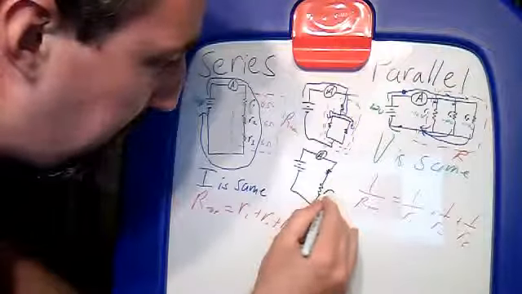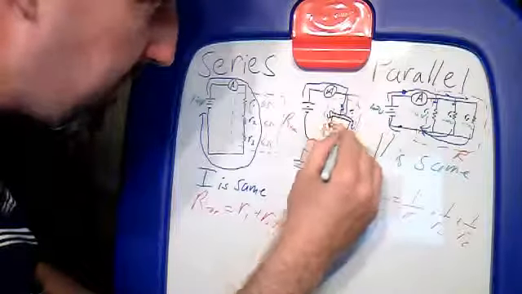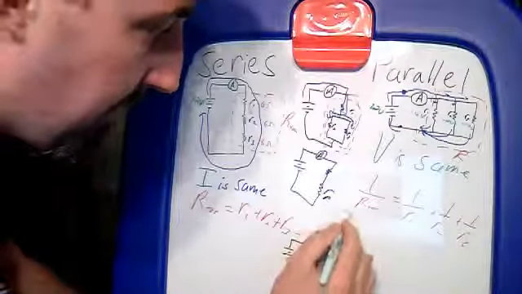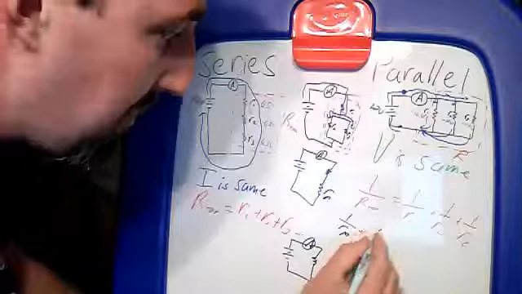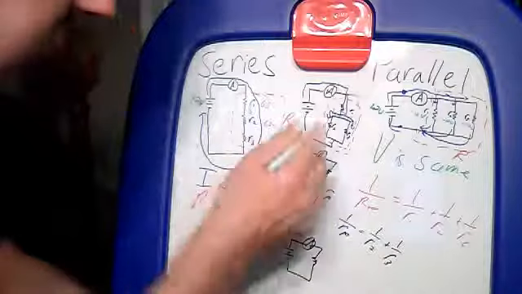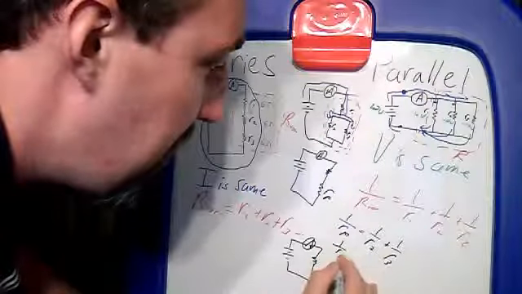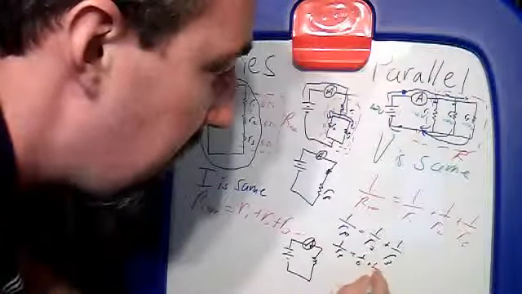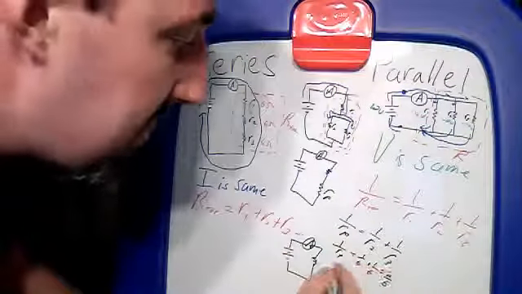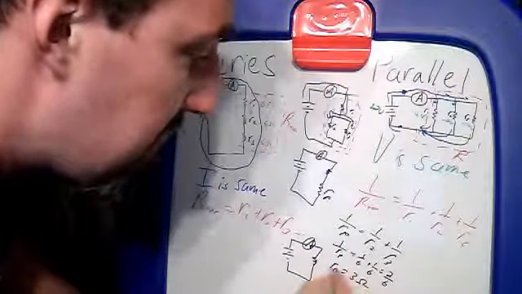Let's call it RP. And RP is really just R2 and R3 in parallel. So that means 1 over RP is equal to 1 over R2 plus 1 over R3. If these are 6 ohm resistors, that would be 1 over RP equals 1 over 6 plus 1 over 6, which is 2 over 6. If 1 over RP is 2 over 6, then that means RP is equal to 3 ohms.